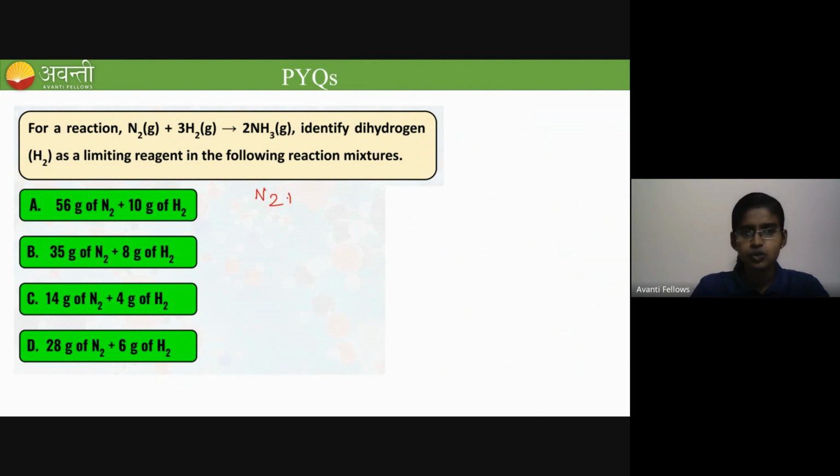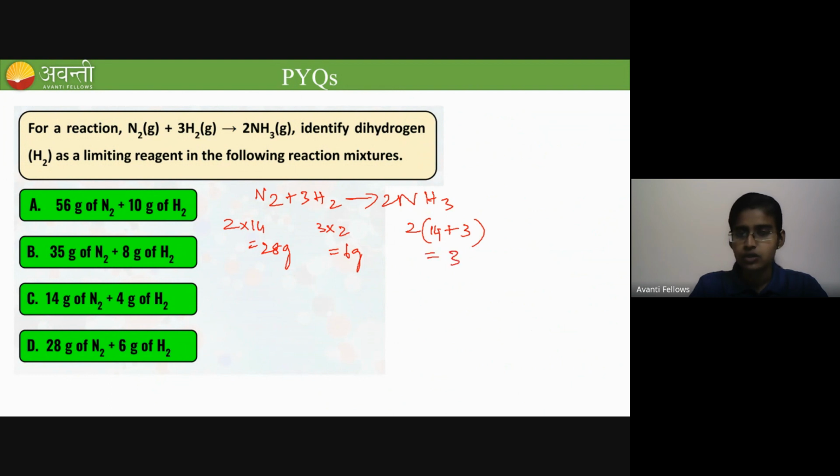It is N2 plus 3H2 giving 2NH3 reaction, right? So the atomic mass of nitrogen is 14 and we have two nitrogen, so 2 into 14 will be equal to 28 gram. So 28 gram of nitrogen is reacting with 3 into 2, 6 gram of hydrogen, and 2 moles of NH3 is coming out. So 2 into (14 plus 3), since the atomic mass of nitrogen is 14 and for each hydrogen it is 1 and we have 3 hydrogen, is equal to 34 gram. So 28 gram of nitrogen reacts with 6 gram of hydrogen to produce 34 gram of ammonia.